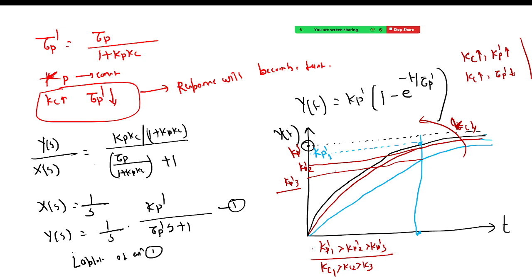Is it clear? If I change the Kc value for three kinds of controller, you will see this kind of plot. You can understand that for this black one, Kc will be maximum, and for this blue one, Kc will be minimum. So this one is Kc3. So this will be the output that you will be getting once you are controlling a first order system with a proportional controller. Is it clear?